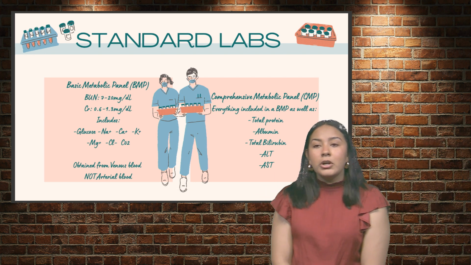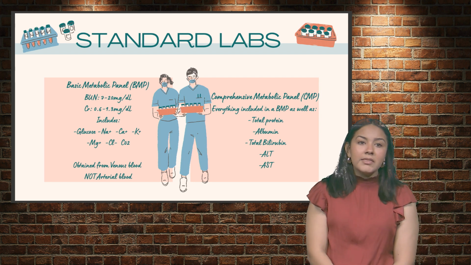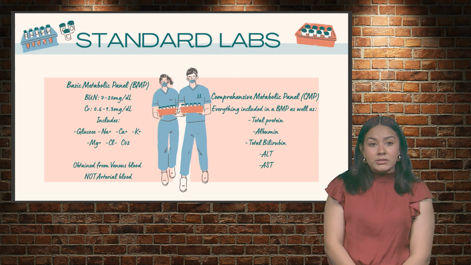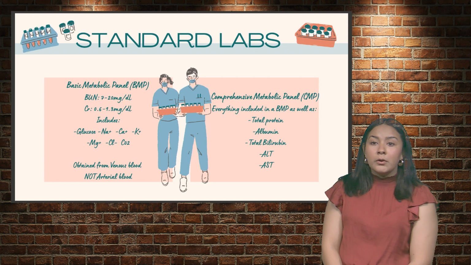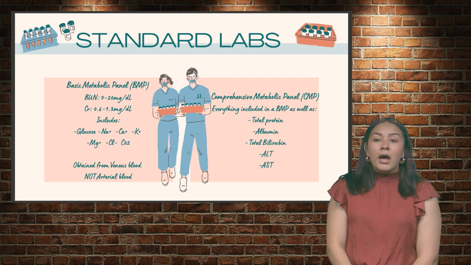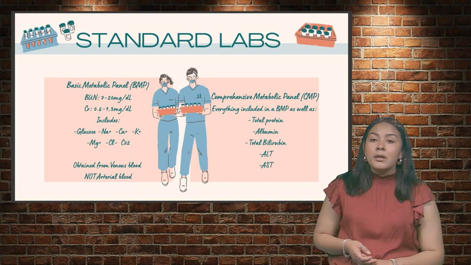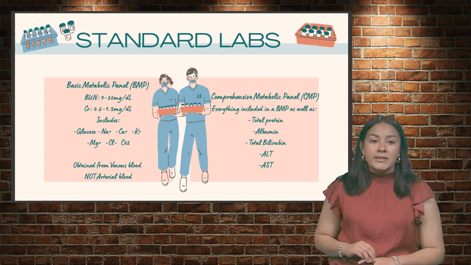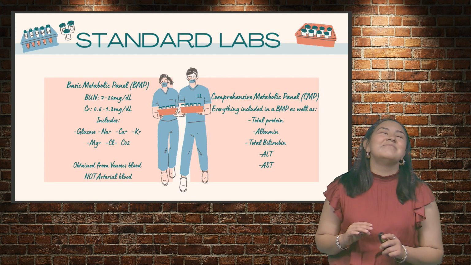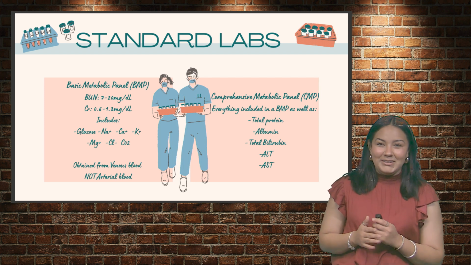Next, we're going to be having your basic metabolic panel, also known as BMP. And this is going to include both your BUN levels and your creatinine levels. Your BUN, you want it to be in a range from 7 to 20. Your creatinine, 0.6 to 1.3. And this includes your glucose levels, your sodium, your calcium, potassium, magnesium, chloride, and your CO2. And this is going to be obtained from a vein, because we want it to be your venous blood, not arterial blood.